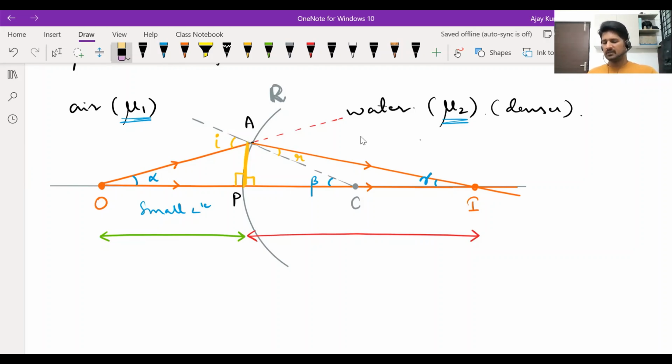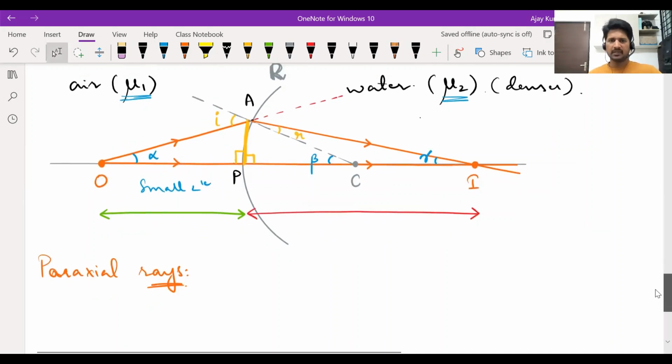Here in this diagram, I have shown OA deviating significantly away from the principal axis, but that is shown like that for our convenience. You imagine A very close to P, then AP will almost be a straight line perpendicular to OP. Okay, keep this assumption in mind. So paraxial rays. Only images formed by these rays can be found using this formula that we are going to derive. Same applies to the mirror formula also.